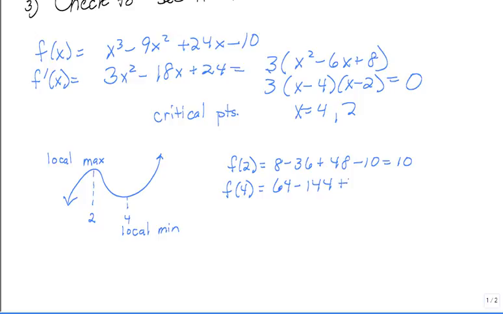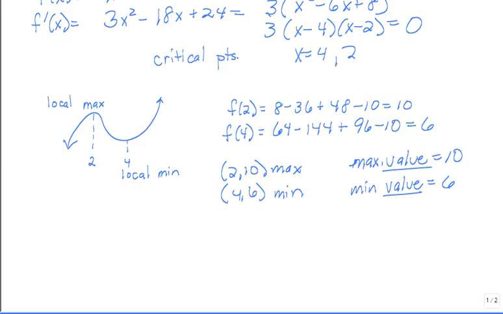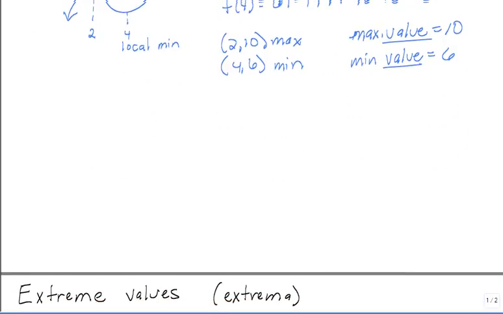144 plus... that's going to be 6. So (2, 10) is the max point and (4, 6) is the local min. The extreme values: the maximum value is 10 and the minimum value is 6. So if they ask you for the value, remember they're asking you for a y value.